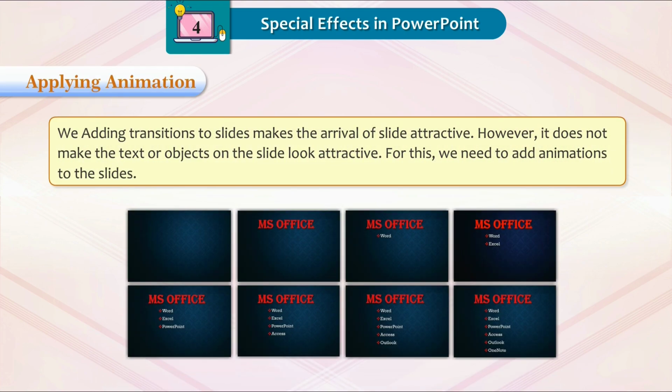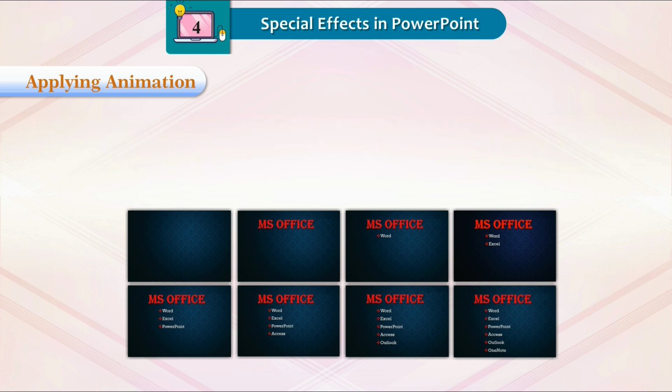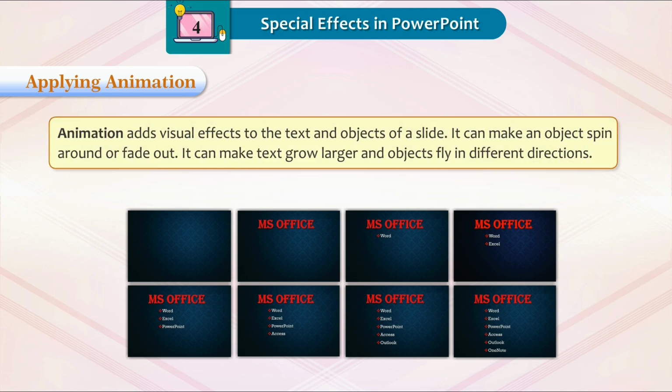Applying animation. Adding transitions to slides makes the arrival of a slide attractive. However, it does not make the text or objects on the slide look attractive. For this, we need to add animations to the slides. Animation adds visual effects to the text and objects of a slide. It can make an object spin around or fade out. It can make text grow larger and objects fly in different directions.